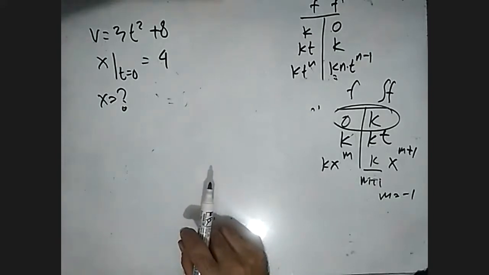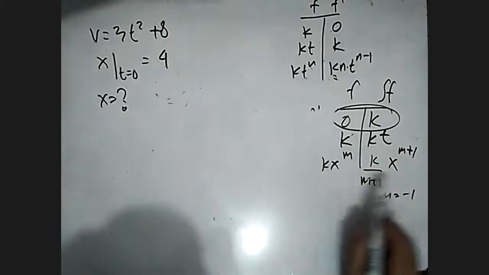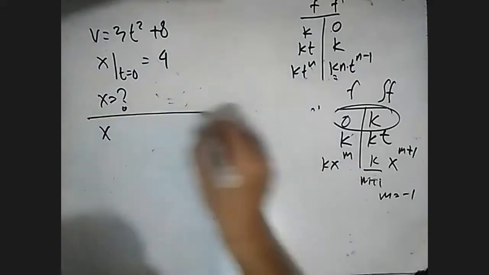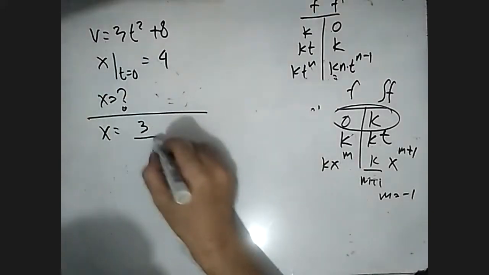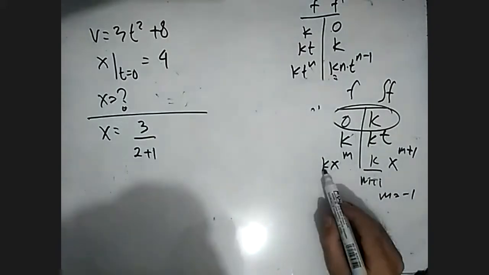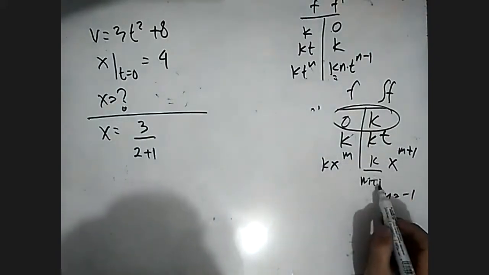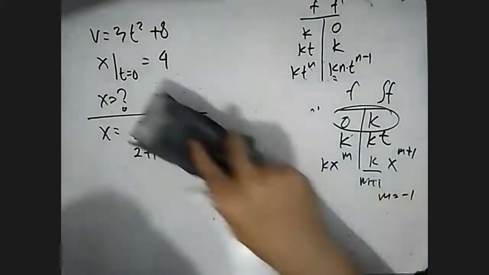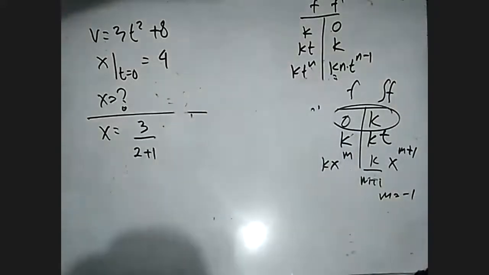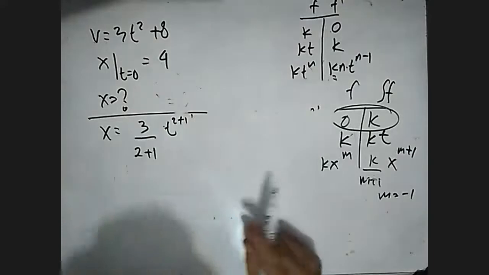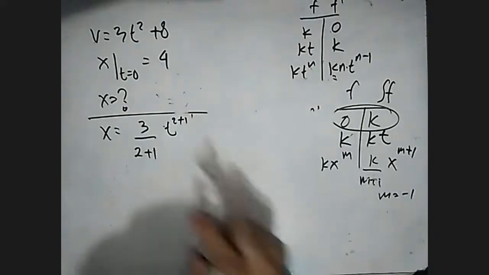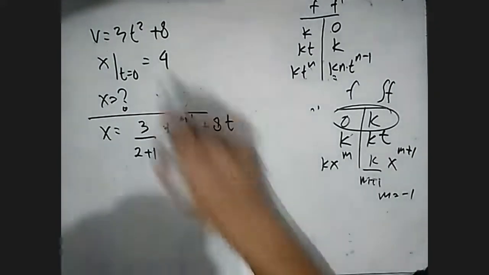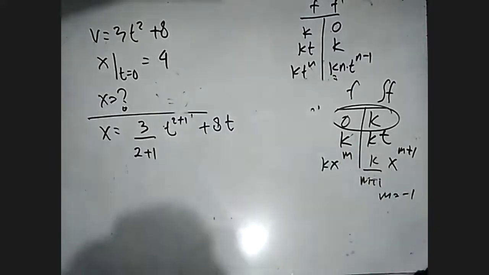Okay, now let's do this. 3t squared, we're going to use this formula here. 3 times t power 2. So x here is going to be 3 over 2 plus 1. 3t squared, 3 over 2 plus 1. Okay, t power 2, oh sorry, I mean t, my bad. T power 2 plus 1. This is for the first part here. And then plus 8 times t directly. 8 here is a constant. So that's going to be 8 times t.